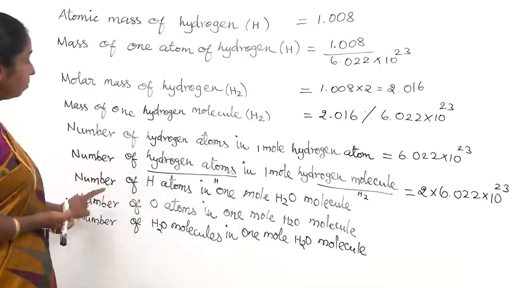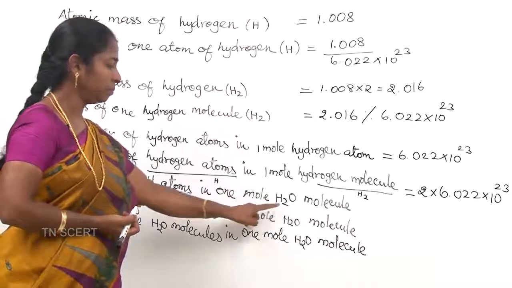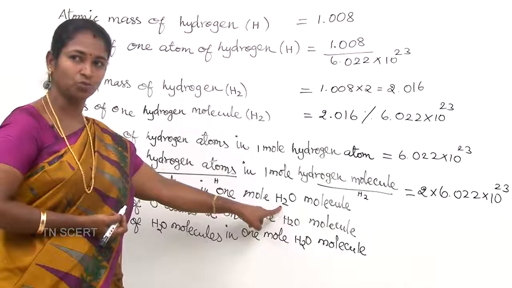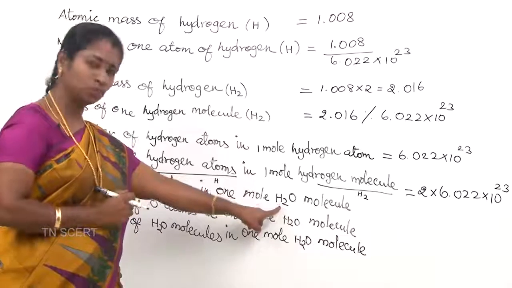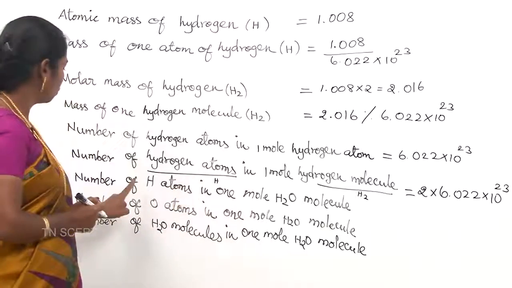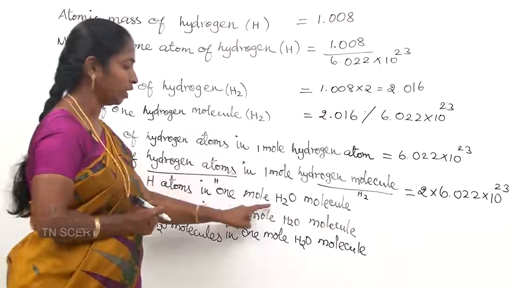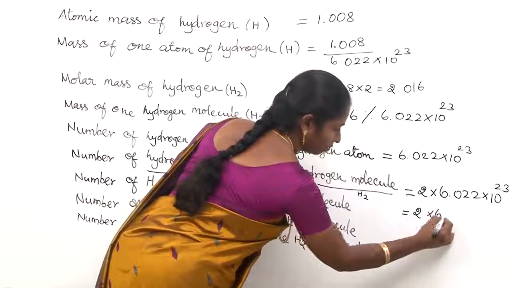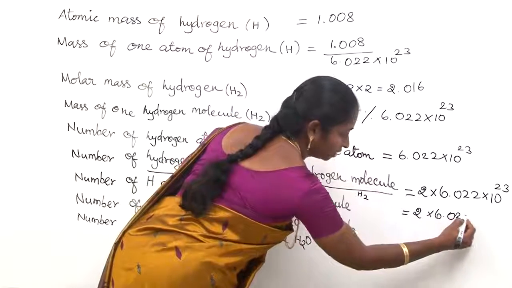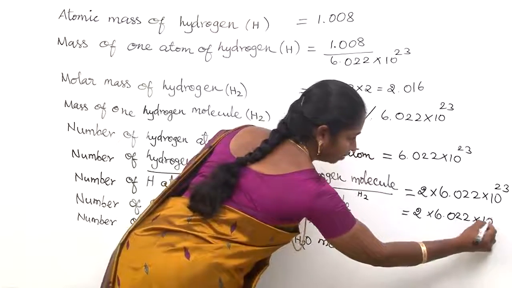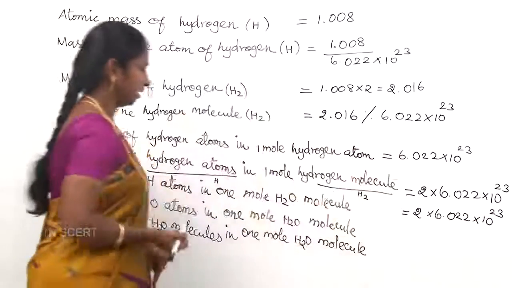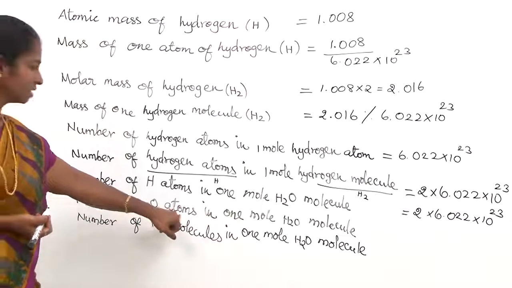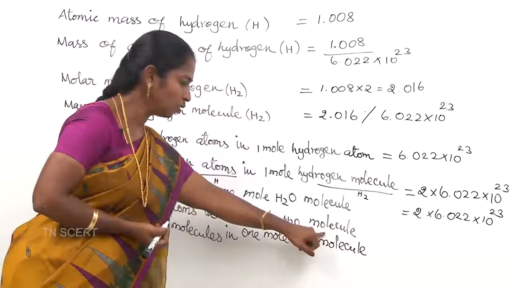Now, number of hydrogen atoms in 1 mole of water molecule. You know water has the molecular formula H2O. Each molecule has 2 hydrogen atoms. So, number of hydrogen atoms in 1 mole of water is again 2 into Avogadro number. That is 6.022 into 10 power 23. What is the number of oxygen atoms in 1 mole of H2O molecule?